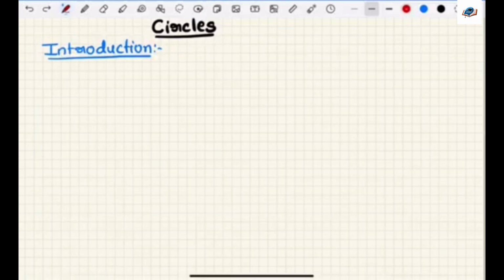Now, today we are going to start a new topic. The name of the topic is circles, and let us first discuss some of the important points which we should know in a circle. So, let us start with the introduction part.